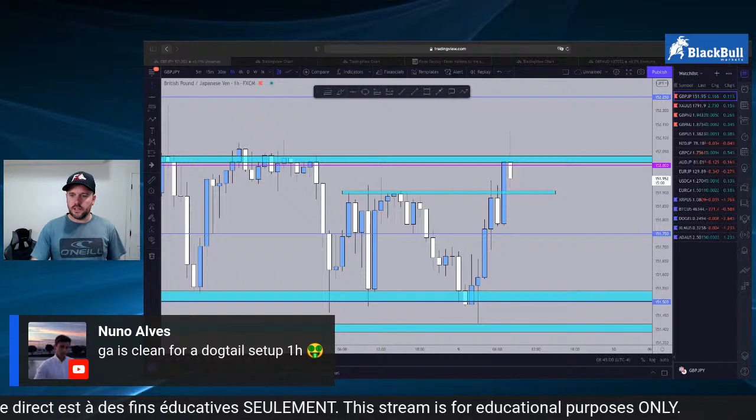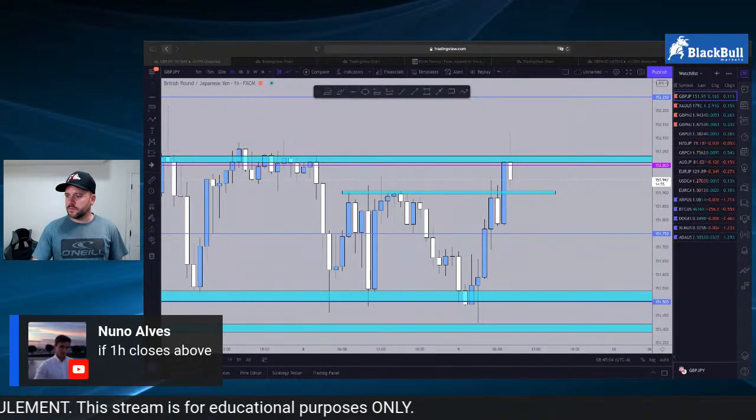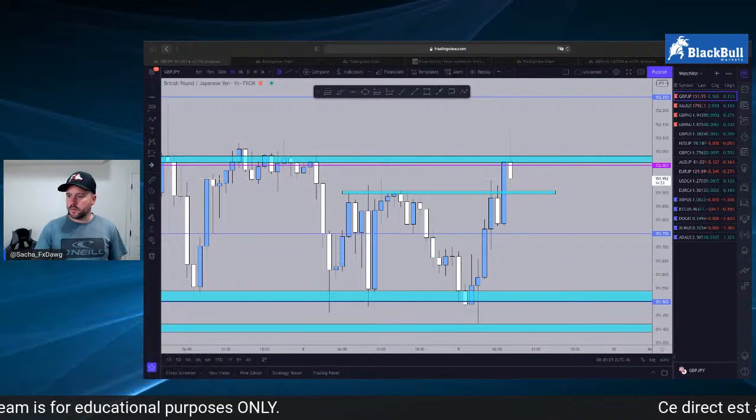G is clean for dogtail setup. H1, yeah, it's gonna look good. It's gonna look pretty good if H1 closes above. Yep.